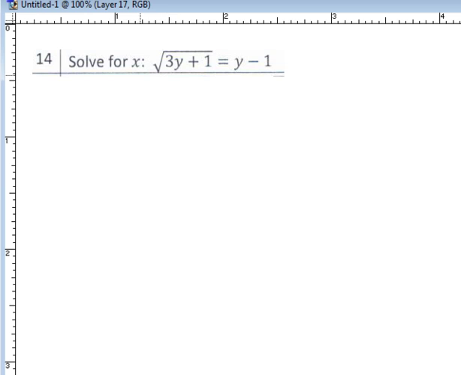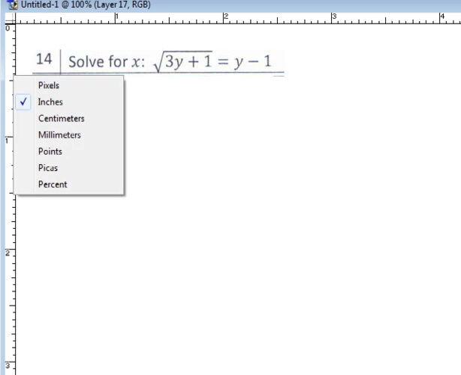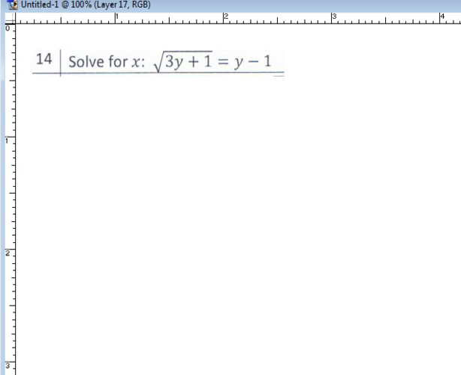Question number 14 is another radical equation. This time the square root is isolated. Here we already solved for the square root, so we just immediately square both sides. So right away we'll do that. We'll square both sides, the left and the right.